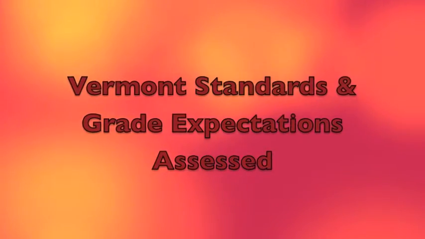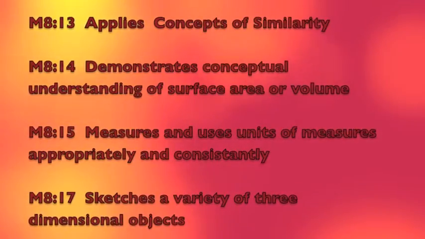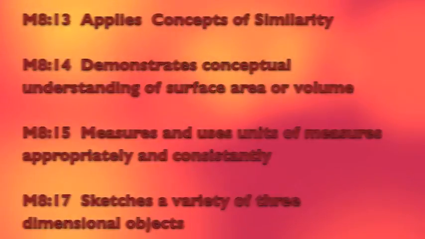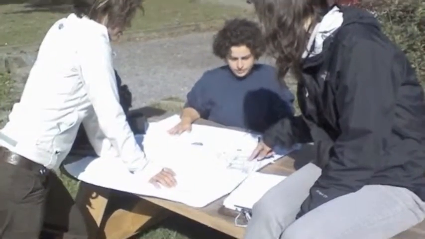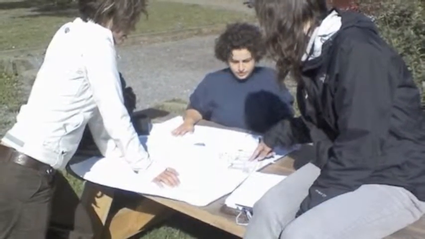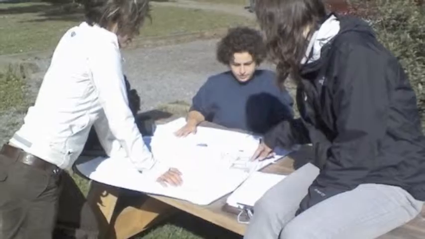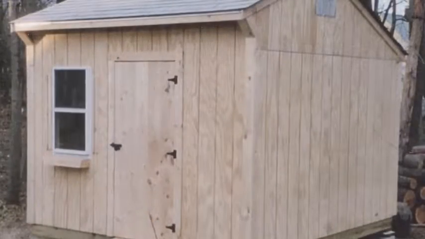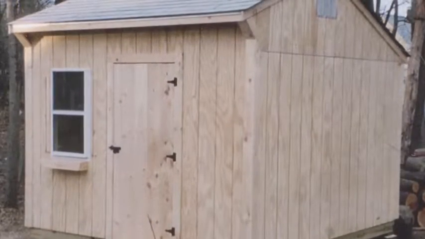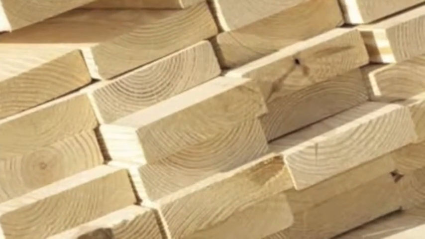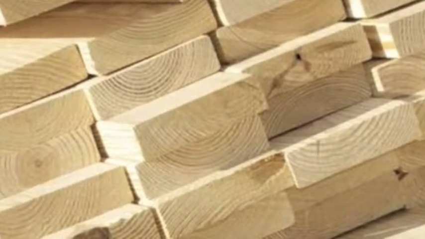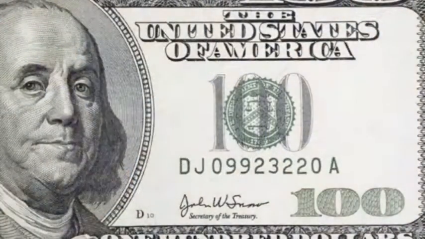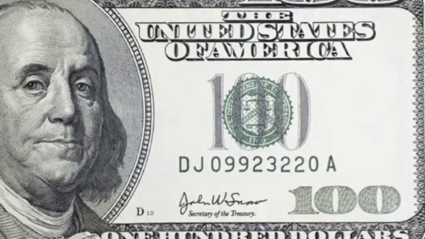During this unit, the following Vermont standards and grade expectations will be met. In this project, you will be working in teams of 3 to design a shed. Each team will present their design plan to the class and local experts for evaluation. We will be voting on the design we like best so we can build it. You will be given a list of supplies that have already been donated for our use. You will have $100 to spend on additional supplies.